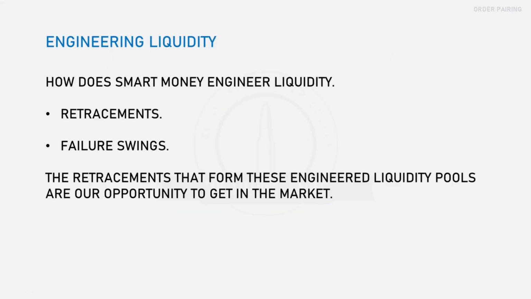Now for them to offload their positions, their long positions or short positions, they need to engineer liquidity prior. So how does smart money engineer liquidity? They do this by retracements and failure swings. The retracements that form these engineered liquidity pools are opportunity for us to get into the marketplace. So think about those retracements and think about those failure swings.